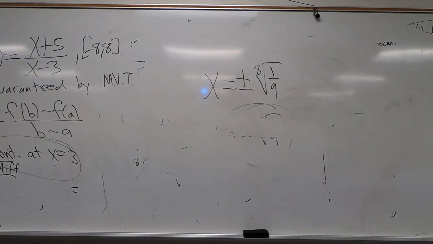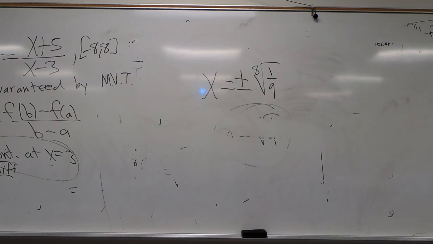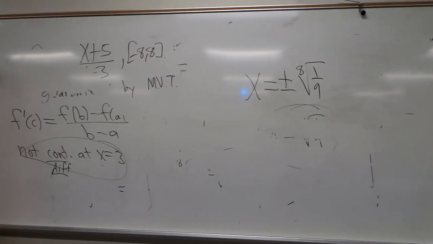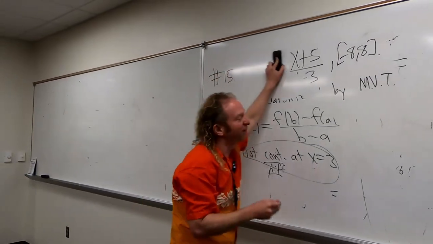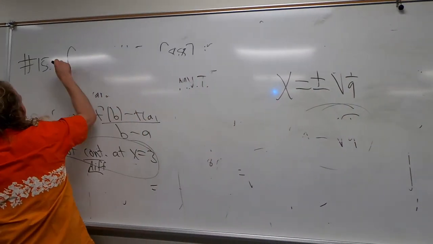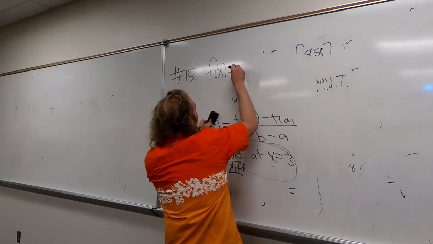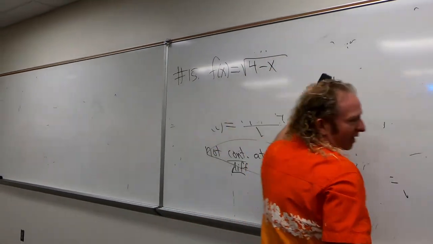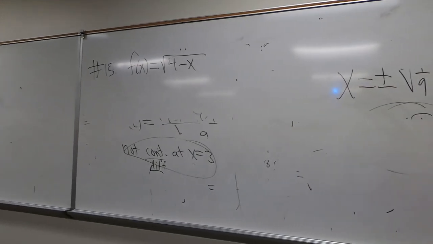Good. Let's do, I think 15 will work. So let's do 15. 15 should work. So 15. f of x equals the square root of 4 minus x. This one's a little bit harder too. I think I've done this one before in class. And then negative 21 to 4.